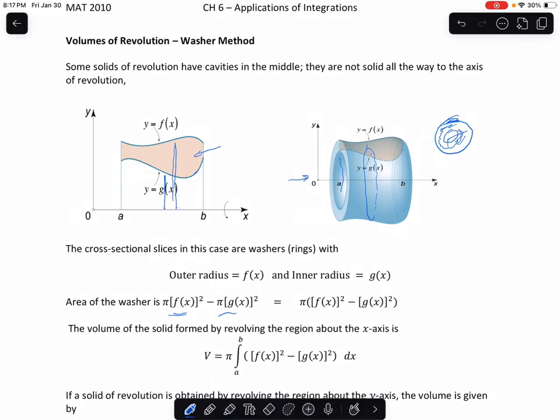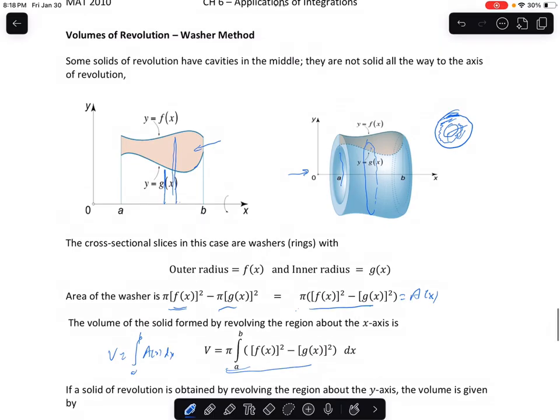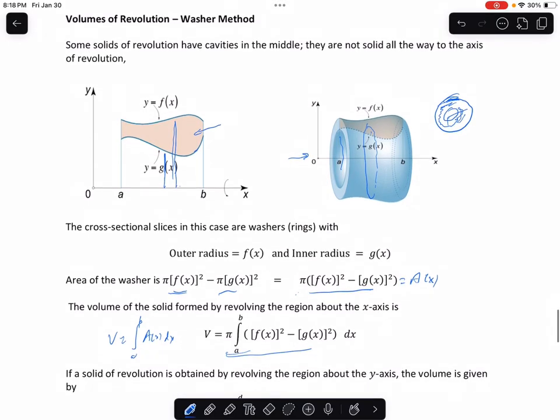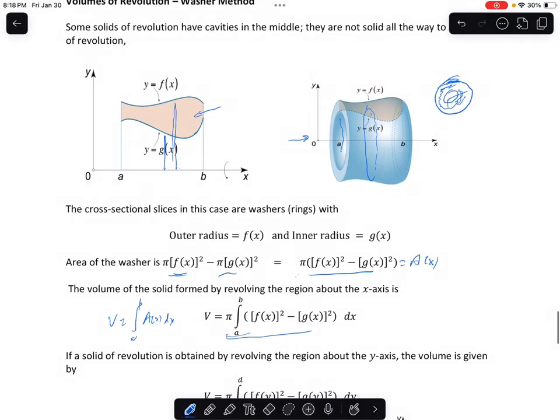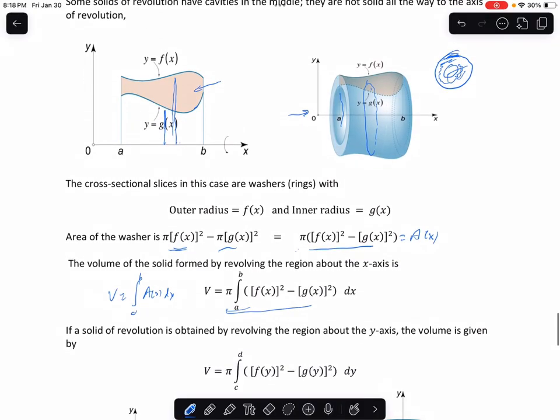So I can factor out the pi. Inside we just get the difference of the squares, and this is actually our area that we want to integrate from a to b. And here we plug it into the formula: V is equal to the integral from a to b of A(x) dx. So this is the formula for finding the volume of revolution using the washer method, when we are revolving about the x-axis.